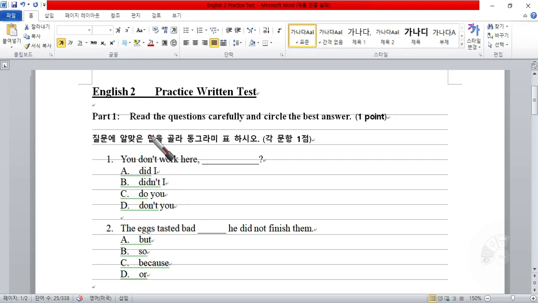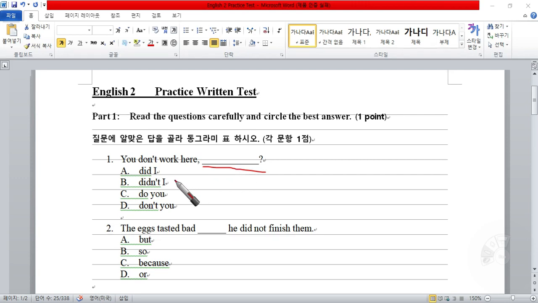All right, part 1, as it says, read the question carefully and circle the best answer. Number 1: "You don't work here," and a blank space. You have to choose the best answer among these. With the statement and the question mark here, we're obviously adding on a tag. This is something we studied in English 2, tag questions.